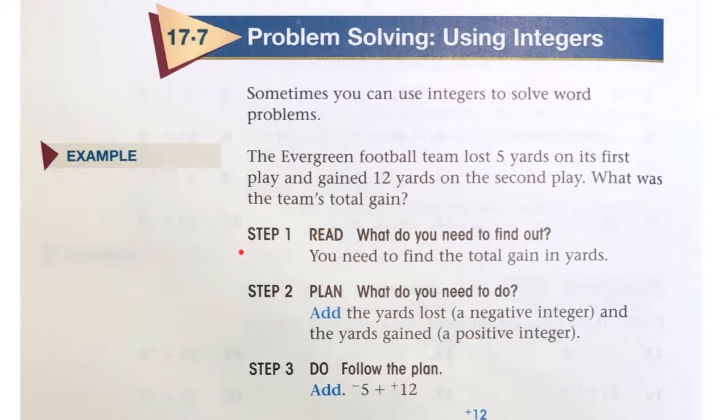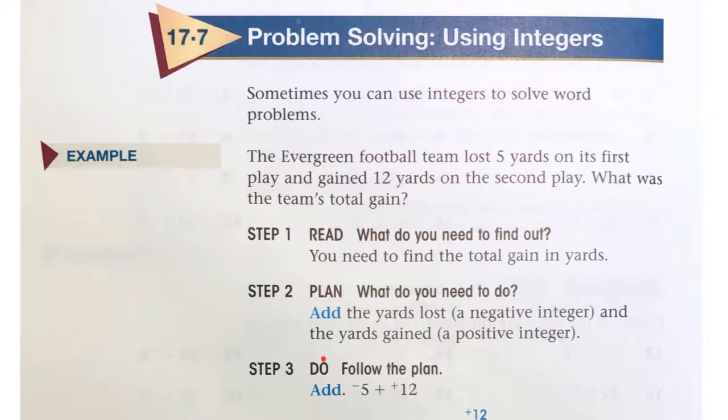As always, the first step in a word problem is to read it. Read the whole word problem and figure out what you need to find out. You need to find the total gain in yards. Then step 2 is to make a plan. What do you need to do? Add up the yards. The yards lost are a negative integer and the yards gained are positive integers.